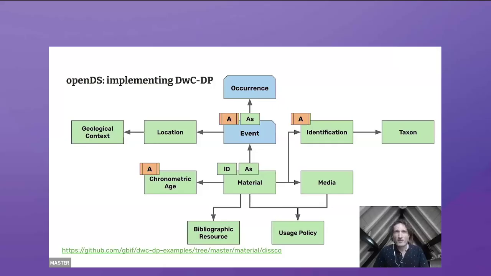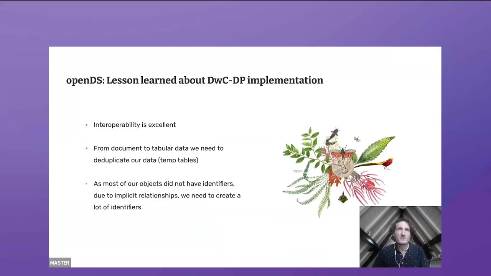This is the overview. You'll see that material and media is at the center of our OpenDS model, and of course of our Darwin Core Data Package implementation. I've shortened it so that the A's are the agent, AS stands for assertions, and ID for the identifier class. Not all of our specimens will have all this information, but the implementation is there.